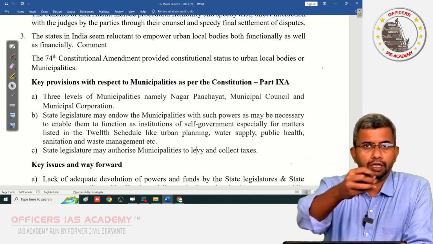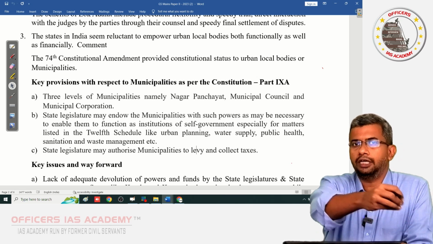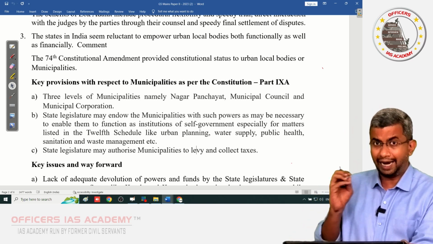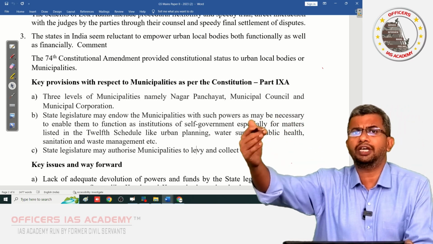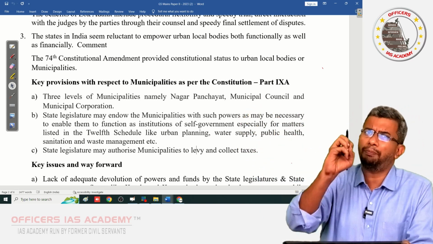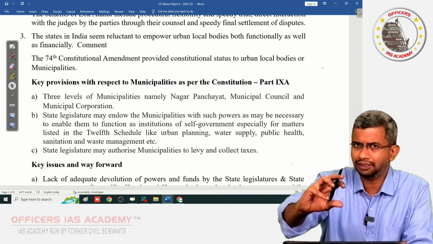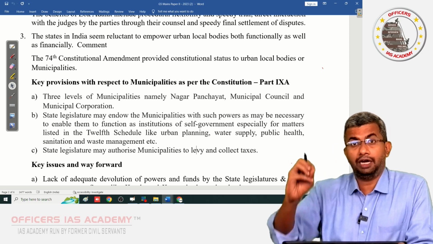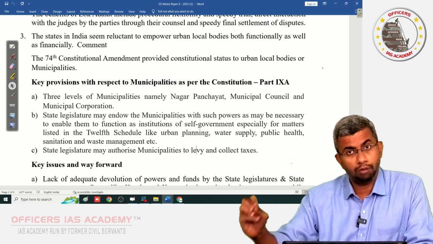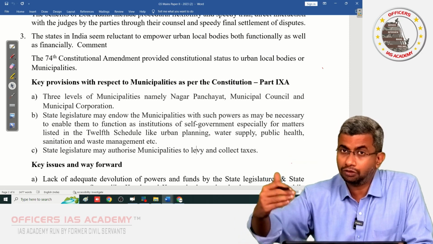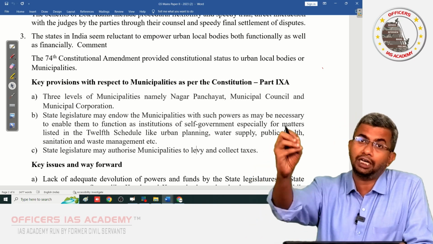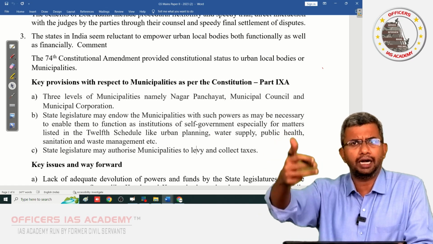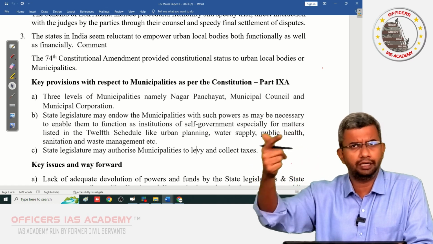They are constituted as Nagar Panchayat for a transitional area, small urban area and large urban area. You don't have to elaborate on the qualification, disqualification and all, because this is about the functional and financial powers. So the state legislature may by law endow powers to the local bodies to function as local self-government institutions, especially for the matters listed in the 12th Schedule, which includes urban planning, town planning, waste management, water management, etc.